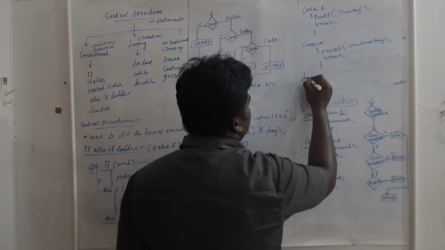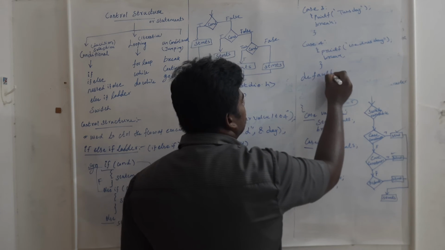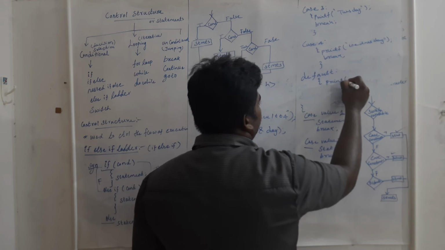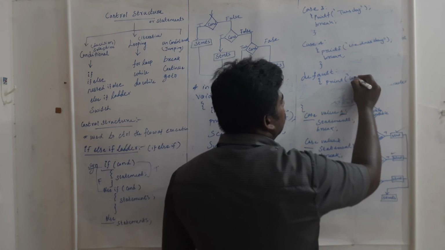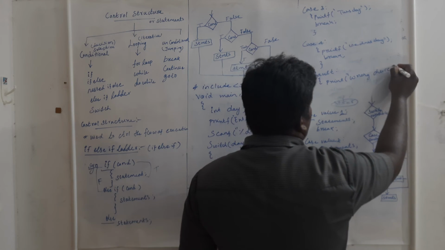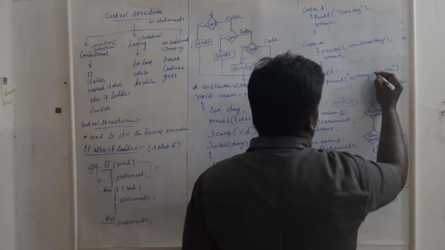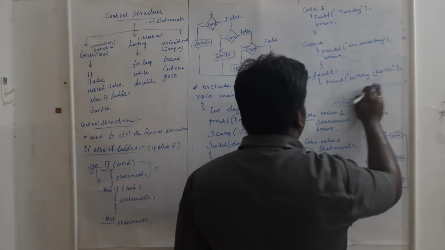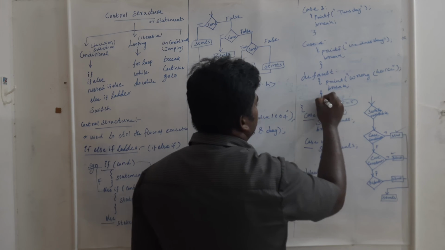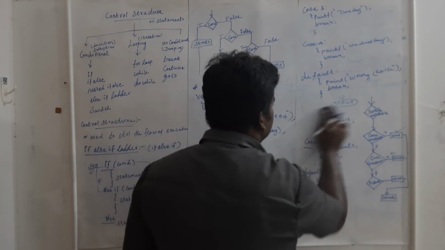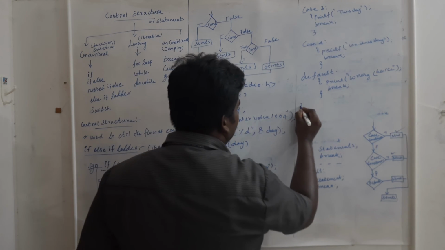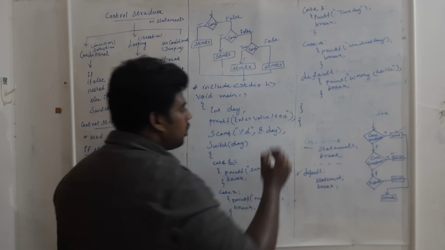Then at last you have to put default colon printf. You can give any alternative message. I am giving wrong choice selection. Your selection was wrong, so wrong choice. Then again break, then this curly brace, then the switch case curly brace, then the void main curly brace.